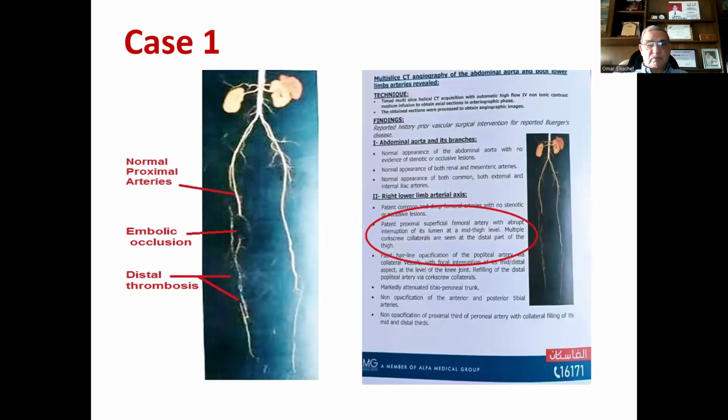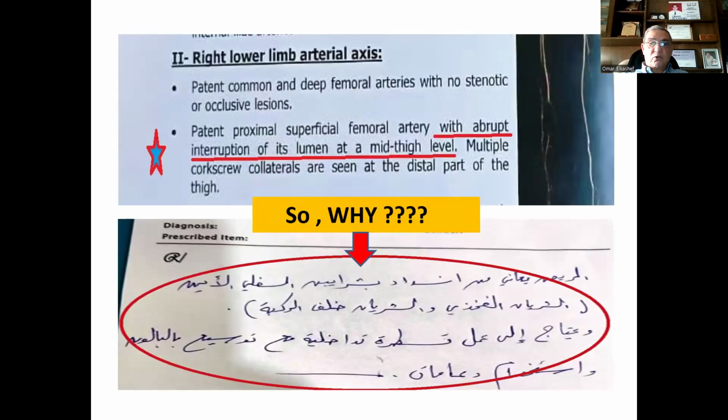In this case, we see the angiography with normal proximal arteries to the left, embolic occlusion, abrupt occlusion at the area of the adductor hiatus, and distal thrombosis in the popliteal, as in this report of the CTA. It is described in the report that the proximal superficial femoral artery has abrupt interruption of its lumen at the mid-thigh level.